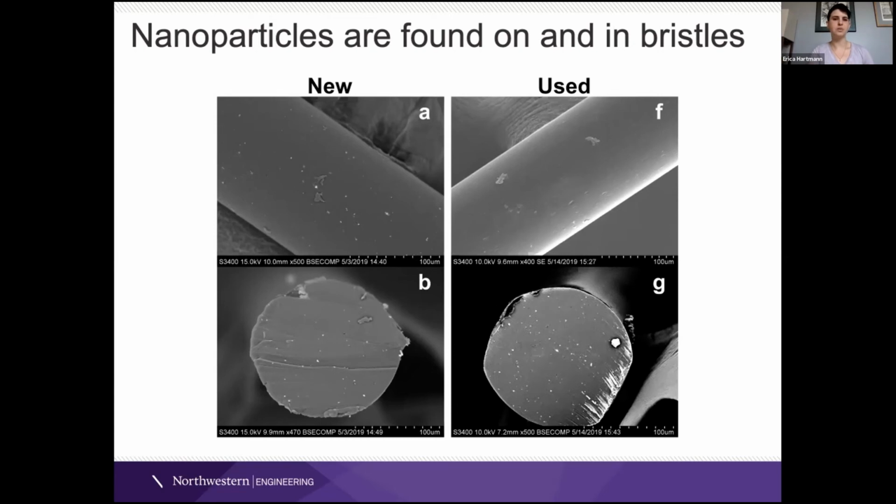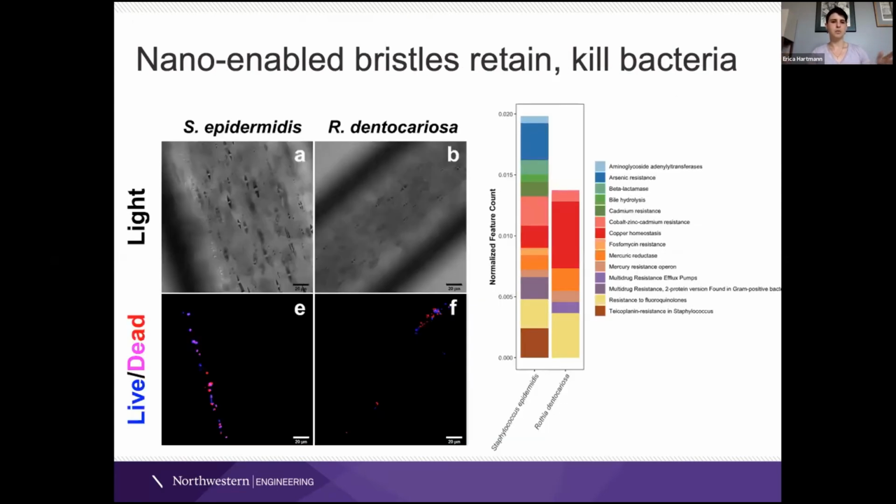So on that subject, we also took these bristles and exposed microbial cultures to them. In this case, we're using Staphylococcus epidermidis and Rothia dentocariosa. These are both organisms that we were able to culture from our used toothbrushes. And what we saw, these are just the antimicrobial toothbrushes that I'm showing here, is that the surface topology did help microbes to adhere to those surfaces. So we saw more microbes growing on the surfaces of the antimicrobial toothbrushes. When the nanoparticles were present, they did end up killing more of the microbes, and we did that using live dead staining.